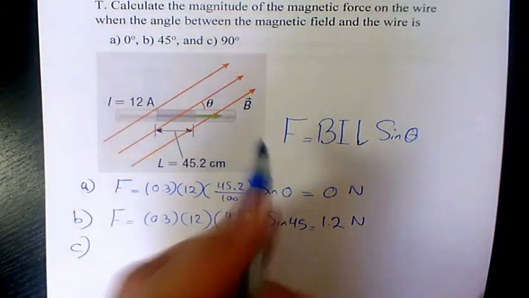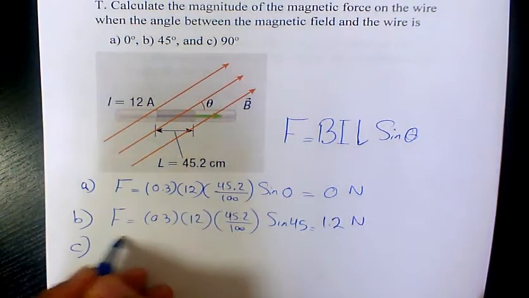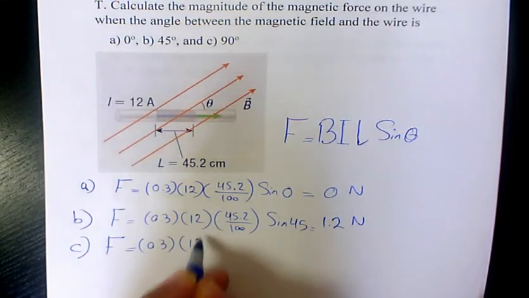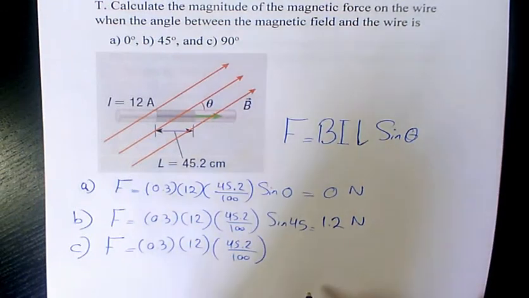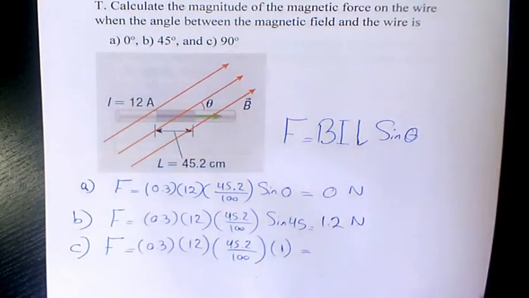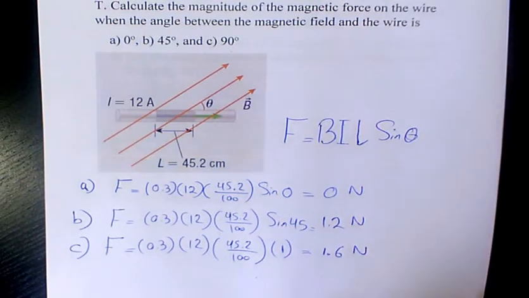And part C is when the angle between them is 90 degrees. So F equals 0.3, 12, 45.2 divided by 100 times sine 90. Sine 90 is 1. So when you calculate it, it's going to give you 1.6 Newton. So we have 3 different magnetic forces depending on the theta.